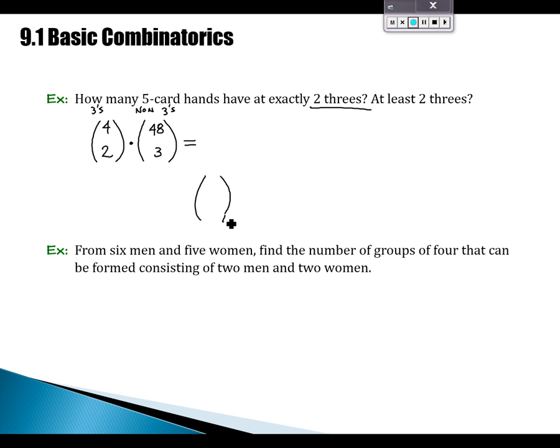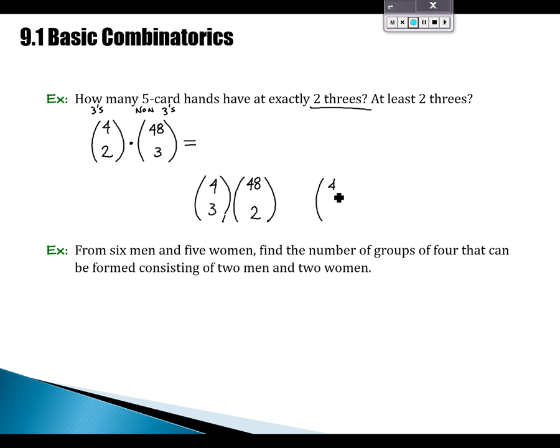Let's try asking another question of the type I just did. How about exactly three threes? What would that be? What's the computation for that? Four choose three. From the pile of four, choose three. And from the pile of non-threes, choose two. How many ways are there to have a hand that has all four threes?